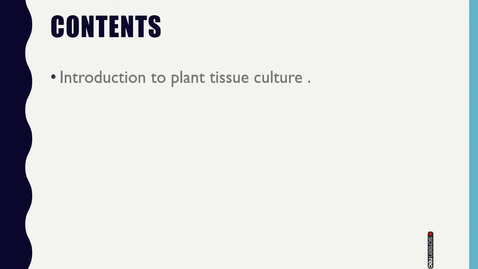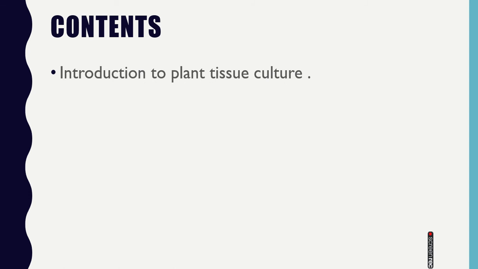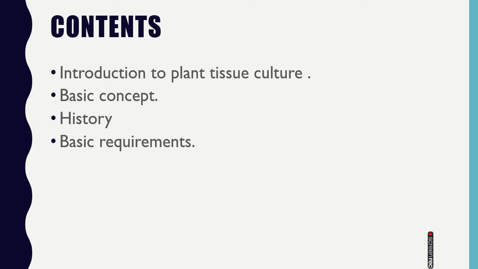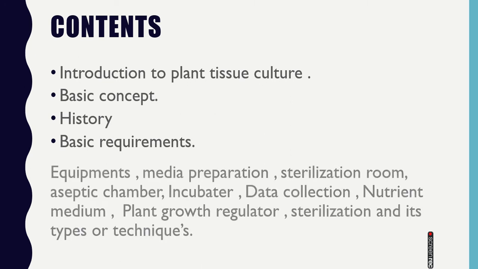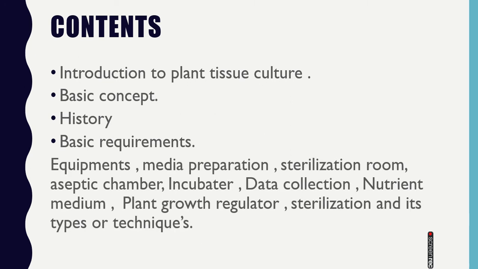In our first video tutorial, we completed the introduction to plant tissue culture, basic concepts, and history. Now we are going to cover the basic requirements including equipment, media preparation, sterilization room, aseptic chamber, incubator, data collection, nutrient medium, plant growth regulator, sterilization and its types or techniques.